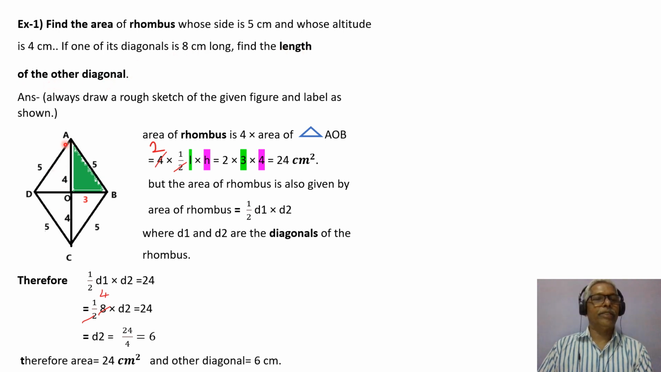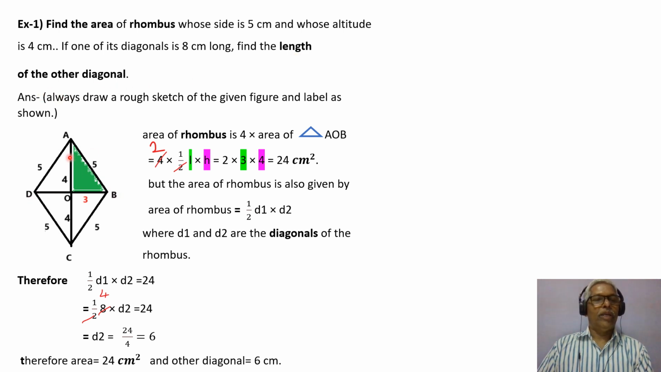Look at it, this is a rhombus. We have drawn it, see the answer. Always draw a rough sketch of the given figure and label as shown. Now we have A, B, C, D labeled like that. The center is O where the diagonals meet, and this is 5 centimeters. All measures are in centimeters. As it says, altitude is 4 centimeter, so this is 4. Naturally, this is also 4, and this diagonal is 8 centimeters. We have to find the length of the other diagonal.